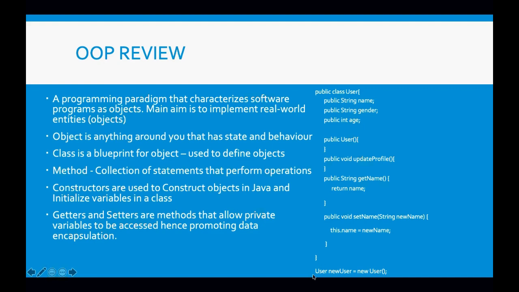And to create a new object, I define this in the main class using User, which is the class name, the reference variable for my object, what I want my object to be called, and I use the new operator. This has to be used if you want to create a new object, and the class name with brackets.